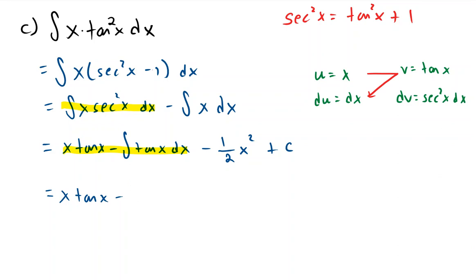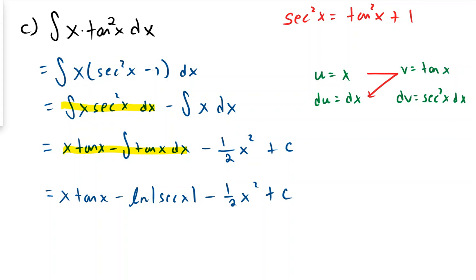So it's going to be x tangent of x minus the natural log of the absolute value of secant of x, and then we have minus 1/2 x squared plus c.